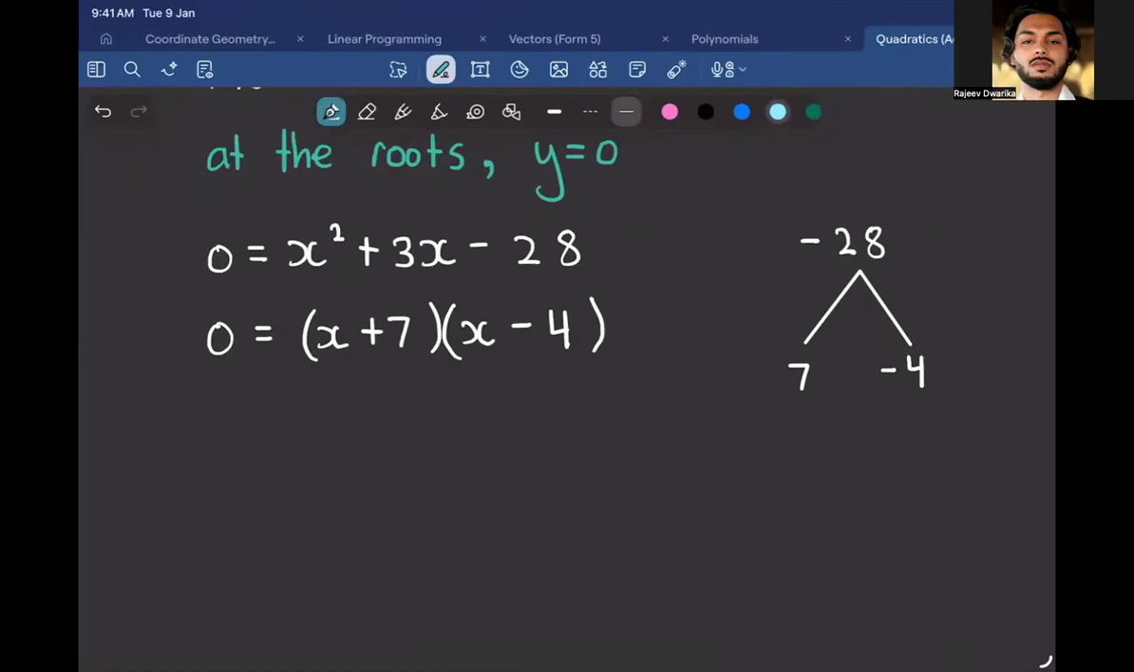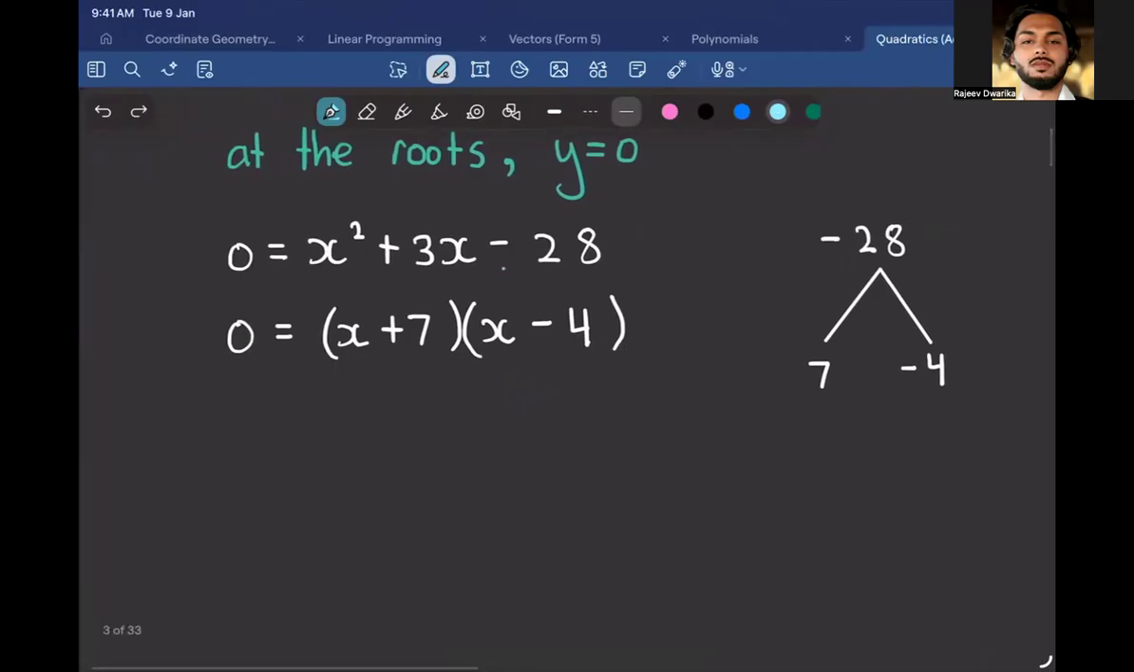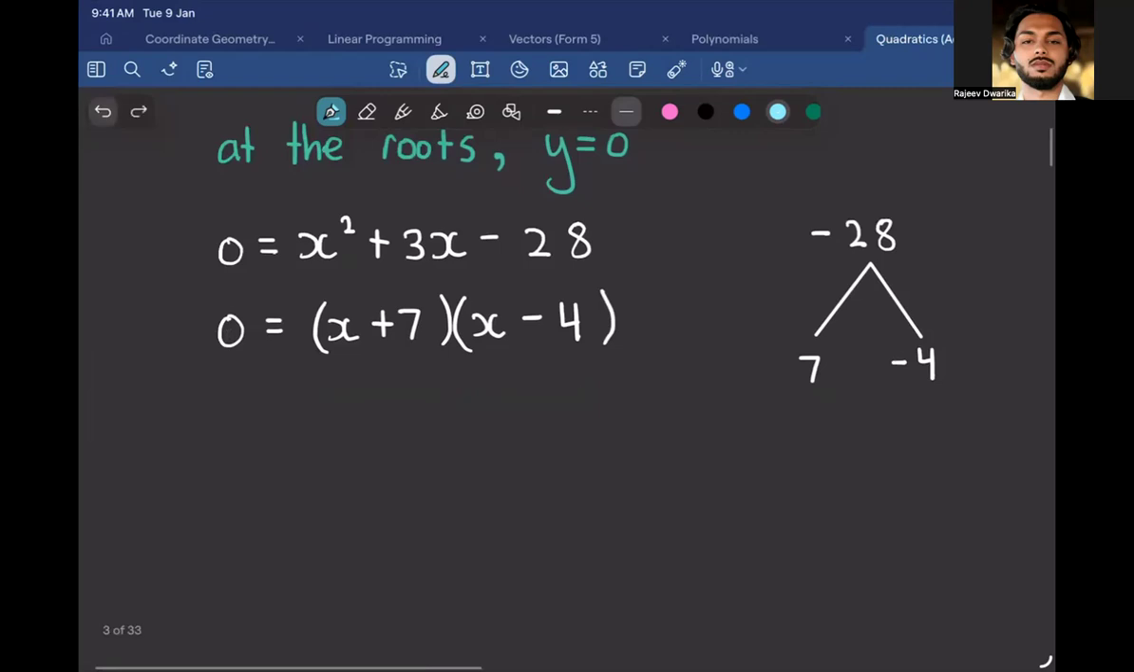So here's the thing, right, Avinash? Since we have it in this form, it's very easy to find our answer now. Let me show you why. Right now, we have our quadratic written as a product of linear factors, right? So what we have here is a product of linear factors.